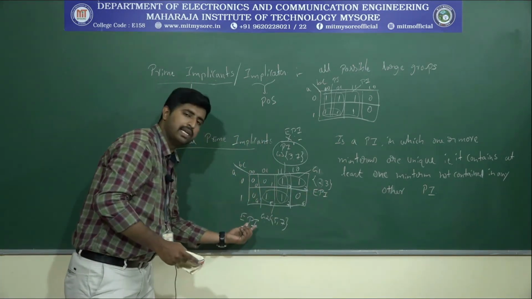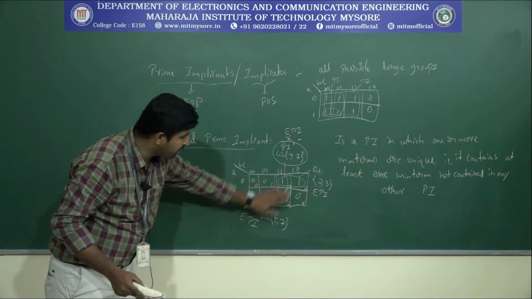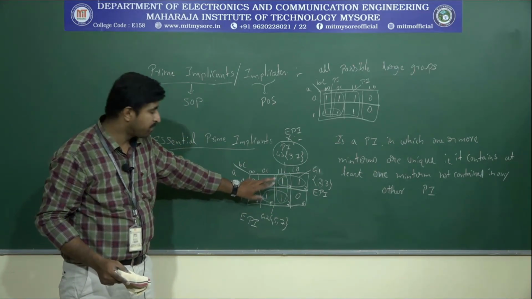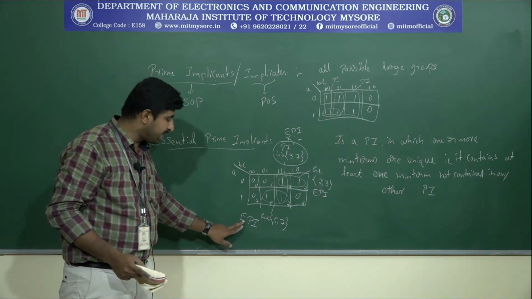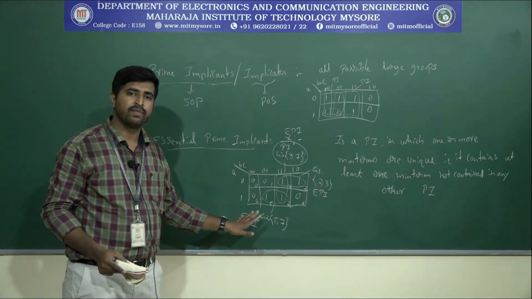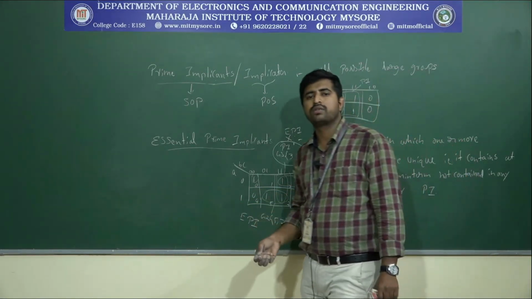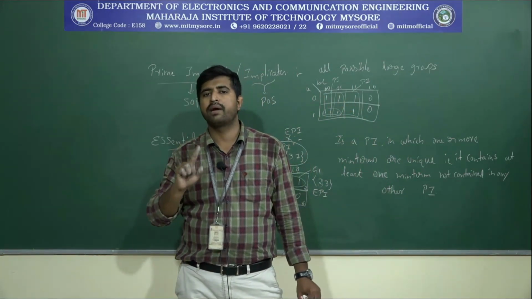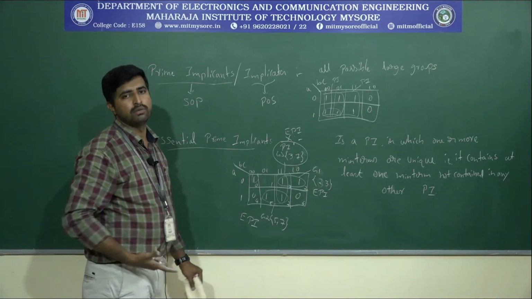Why are we dealing with this? To get the simplified expression, we could also make a group like this, a 2-cell group, but when writing the simplified equation, combining the essential prime implicants leads to a simplified equation. But keep in mind, we should not leave out any min terms. Let's understand that by solving problems.